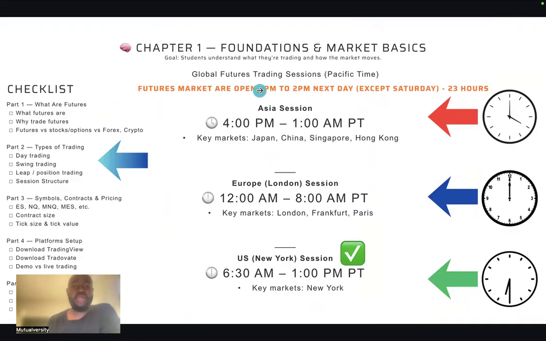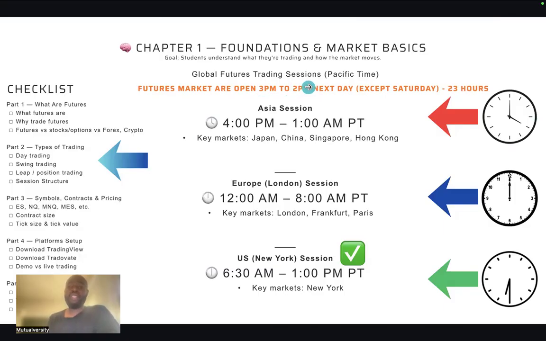It opens at 3 p.m. every single day. So every new session begins at 3 p.m. and it ends at 2 p.m. the next day. So for example, if it opens on Sunday at 3 p.m., it will end at 2 p.m. the next day, which will be Monday. Then they will have a 1 hour break, from 2 to 3.